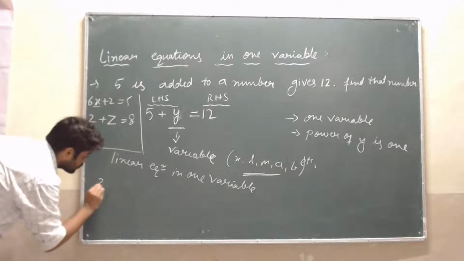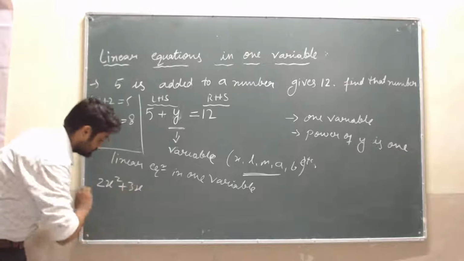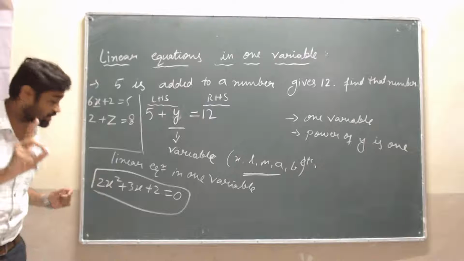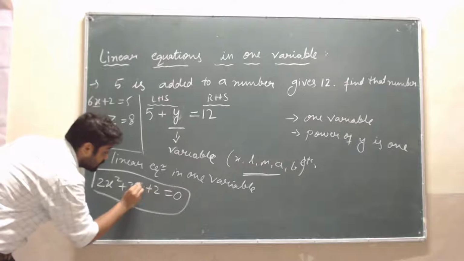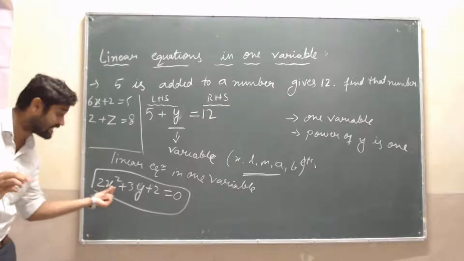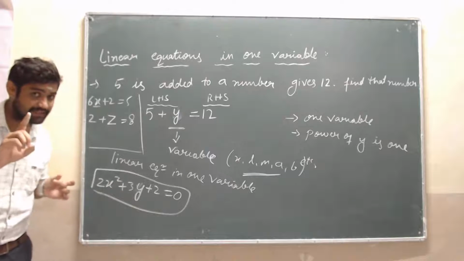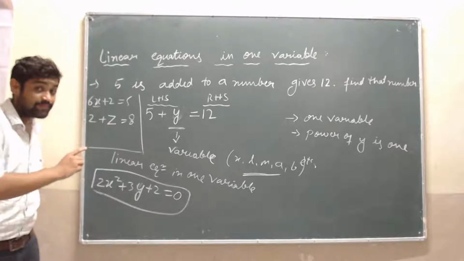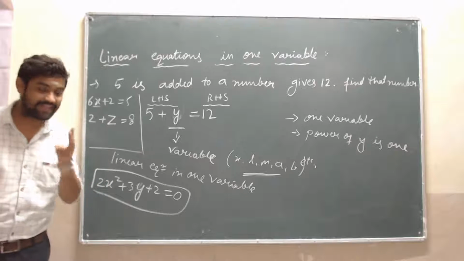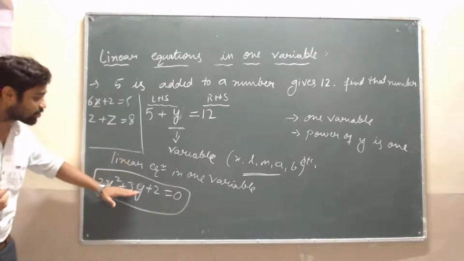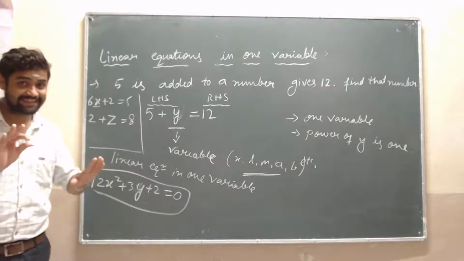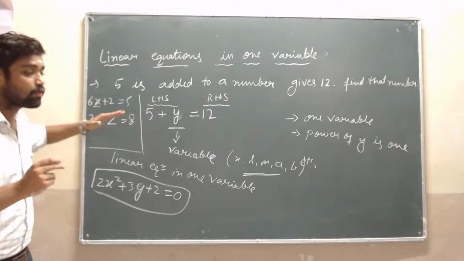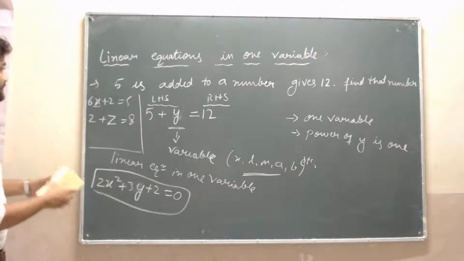Now see, whether 2x square plus 3x plus 2 is equal to 0, is this a linear equation in one variable? No, sir, because here two variables are present, that is x as well as y. Are you getting my point? Here there are two variables, x as well as y, and the degree of x is also 2. So this is not called a linear equation in one variable. Okay, then these are called linear equations in one variable. I think now you are clear about these things.